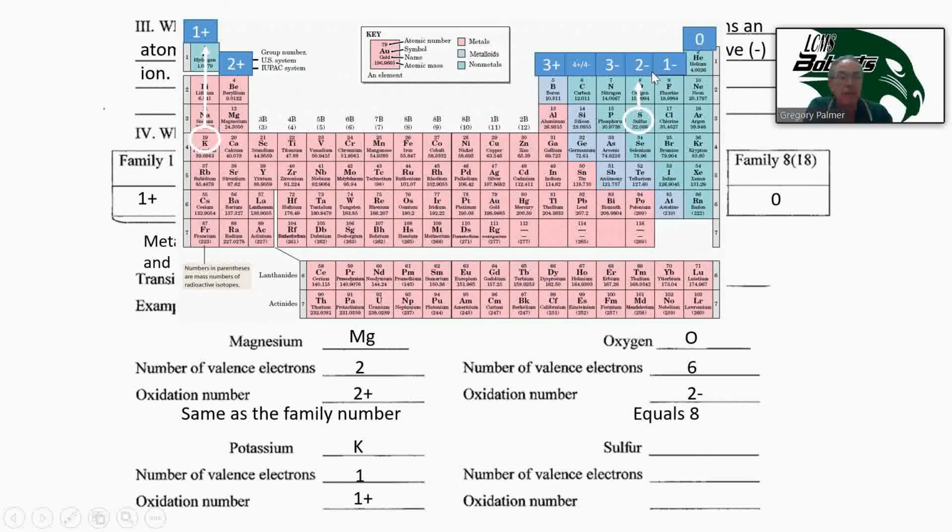Sulfur is over here. It's in family 6 like oxygen, so it has 6 valence electrons. I put here that it's the same as the family number. And its oxidation number is 2 negative. And again, remember, this equals 8. The number of valence electrons, the family number, plus the 2 electrons, its oxidation number, equals 8. So again, the oxidation number is directly related to the family number.